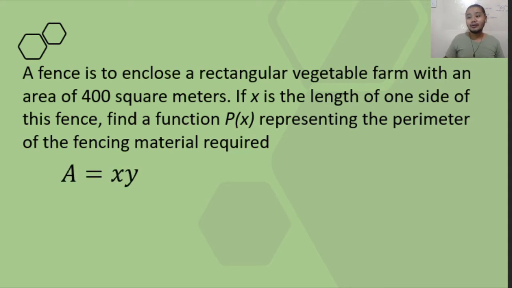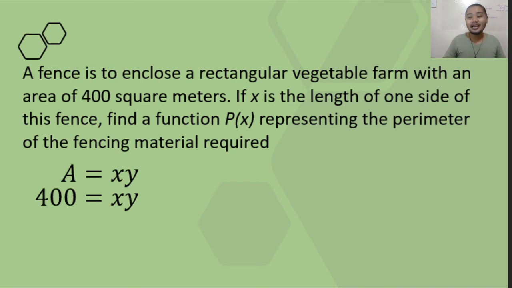Sir Ben, where did you get the y? In this case, Sir Ben, only x is given there. It says here, x is the length of one side. How about the other side? So, I'm going to denote that as y. Next, we know that the A or the area is equivalent to 400.